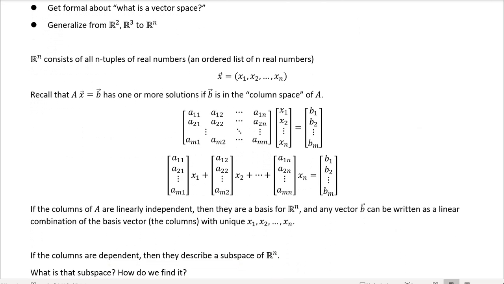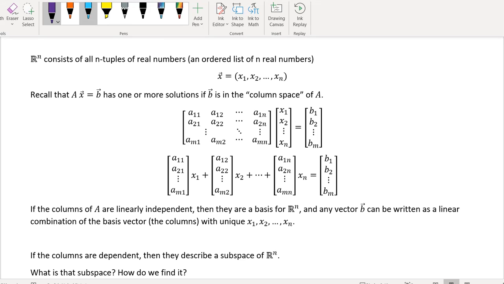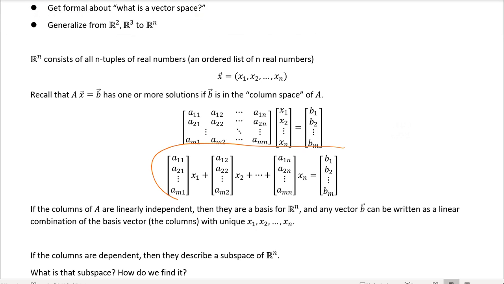And we recall that the linear system Ax equals b has one or more solutions if the vector b is in the column space of A. So this is the linear system, and we can rewrite it as follows. Notice that the first column are the coefficients of x1, the second column are the coefficients of x2. So we can express it in this form. Now you can see b, the vector b, is a linear combination of the column vectors of A.